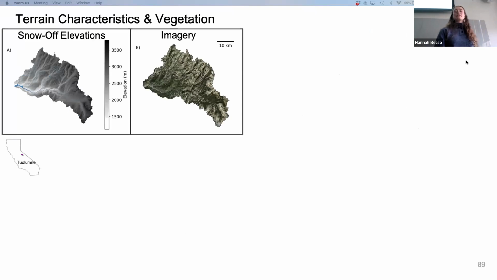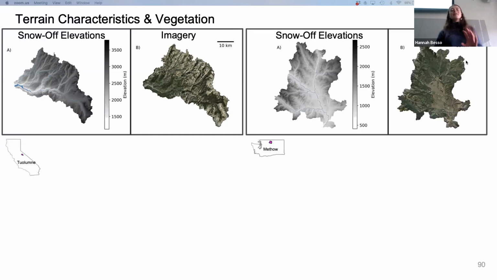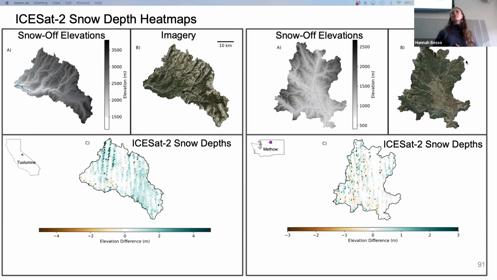So to dive into our results, I want to show these maps. On the left in gray, we have the elevation map for the Tuolumne site and some satellite imagery for the Methow site. Sorry, and satellite imagery for Tuolumne. And then on the right of the image here, we see the same products for the Methow Valley. And now we'll pull in some snow depth maps for both locations.